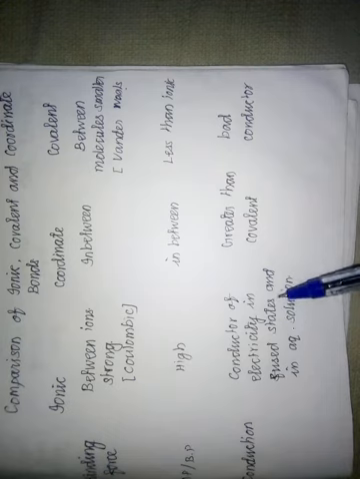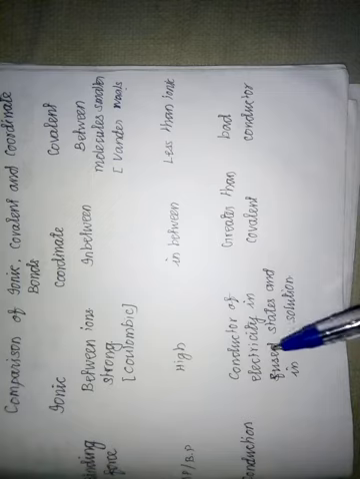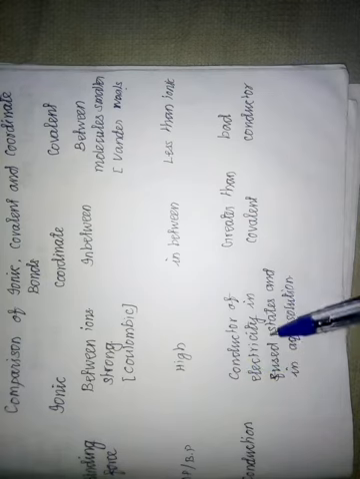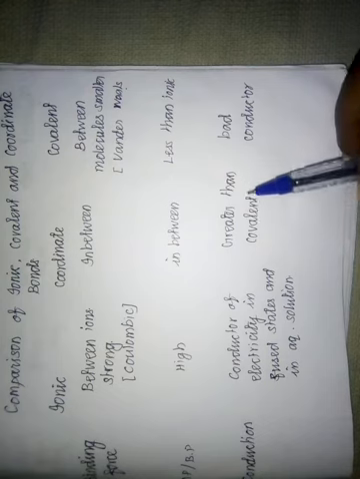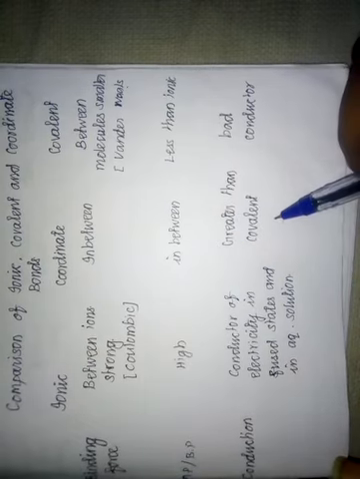Now coming to conduction, like electrical conductivity and thermal conductivity: ionic compounds are conductors of electricity in the fused state, but in the solid state they will not conduct current. Example, NaCl will not conduct current in the solid state, but in the fused state or in aqueous solution it will conduct electricity. Coordinate bonds conduct more than covalent bonds. Covalent compounds are bad conductors, but coordinate compounds are greater than covalent.